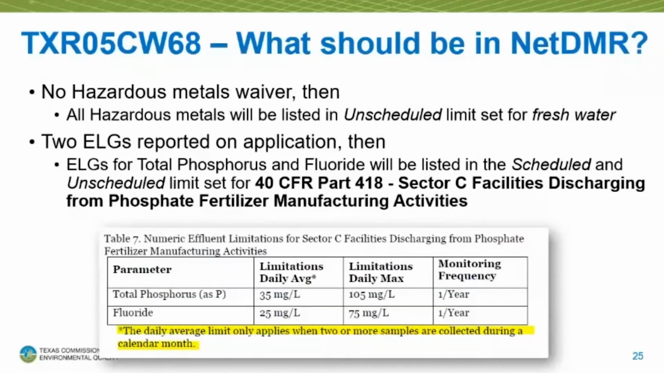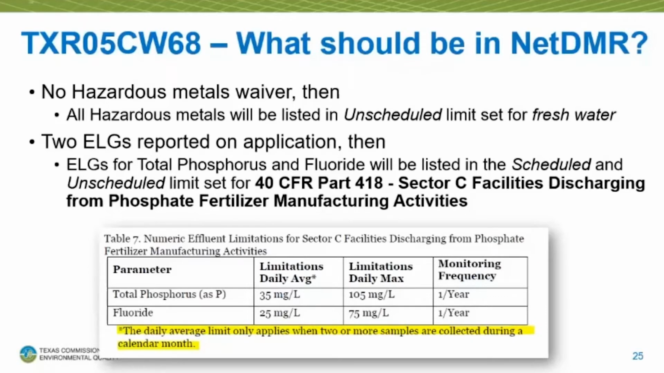Just like the last one, they're not implementing a waiver from hazardous metals. So all of those hazardous metals are going to show up in their unscheduled limit set, and it'll give them the limits based on their freshwater discharge. They reported 2 different effluent limitation guidelines, one from Sector C for that phosphate fertilizer manufacturing. So that means they're going to see in their scheduled limit set total phosphorus and fluoride as things that they have to monitor and report.